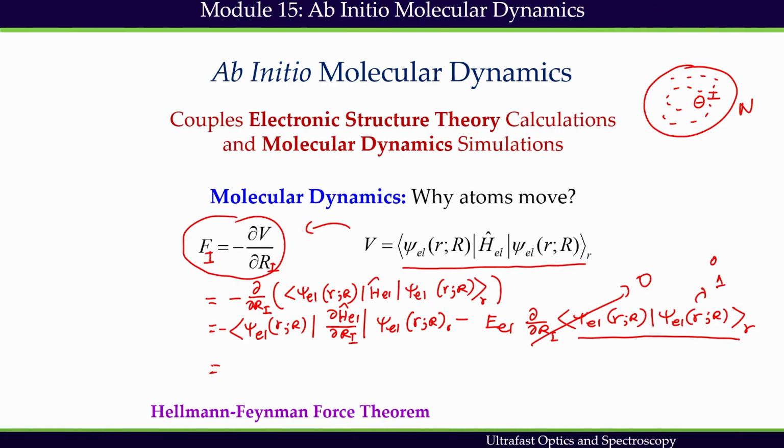Finally, what we get is that the force acting on the ith nucleus can be calculated as psi electronic wave function R, the first derivative of the Hamiltonian with respect to R, psi electronic R. So this is the expression for the Hellmann-Feynman force, and because of that force, nuclei will always move, and the ultimate motivation in molecular dynamics is to reduce this force in a system.